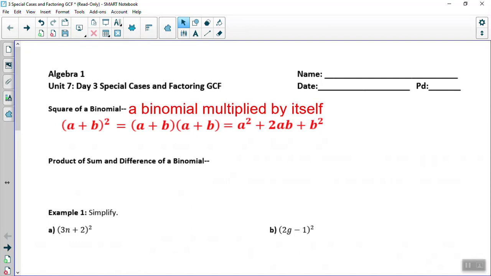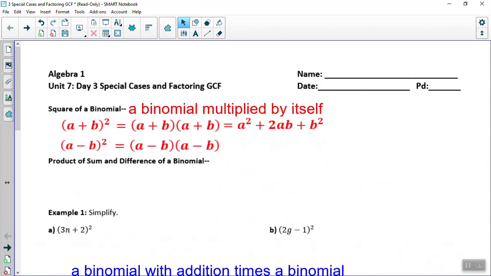Now, when the sign in the middle is subtraction, the pattern looks slightly different. So again, it would be (a - b) times (a - b). Our pattern for this one is, again, square the a term. This time we put subtraction in, and then we do 2 times a times b, and then we square the b term. So the only difference between these two patterns is this first sign.